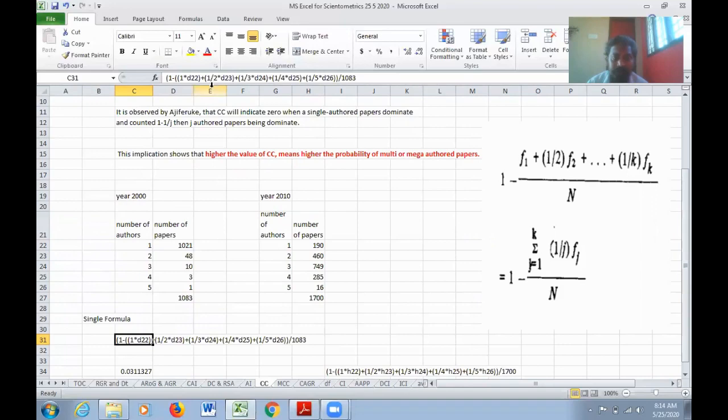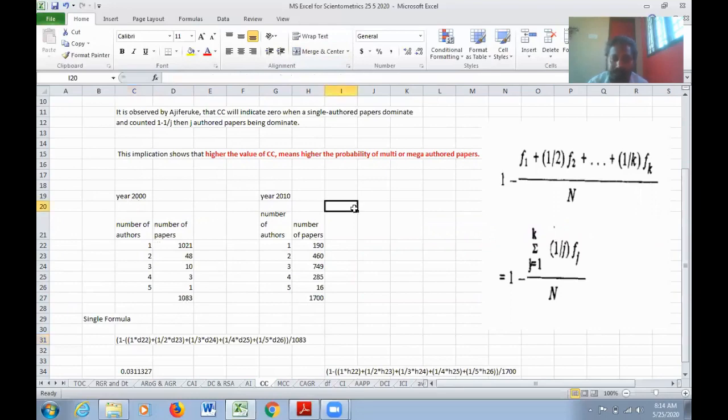And plus 1 by 2 into D23. What is 1 by 2? Here, there are 2 authors. We have to split the credit between both authors, so 1 by 2 for everybody. So 1 by 2 into D23, and D23 means 48. Then there are 3 authors, so you get 1 by 3. With 4 authors, you divide by 4, so 1 by 4. With 5 authors, you give credit to all the 5 authors equally, so 1 by 5 into 1. This way, you give fractional weightage to different authorship patterns, divided by total publications, 1083.